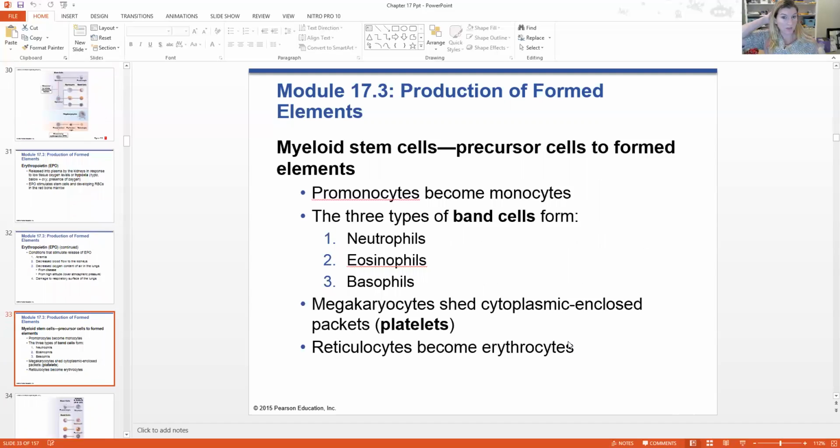So let's talk about these myeloid stem cells. These myeloid stem cells form the pro-monoblasts, which become the monocytes, or the band cells. The band cells are going to differentiate into the neutrophils, eosinophils, and basophils. The megakaryocytes basically shed their plasma. I think of them like cotton candy almost. You pull off those little pieces of cotton candy, and those are the platelets. And then the reticulocytes, which become erythrocytes or red blood cells.